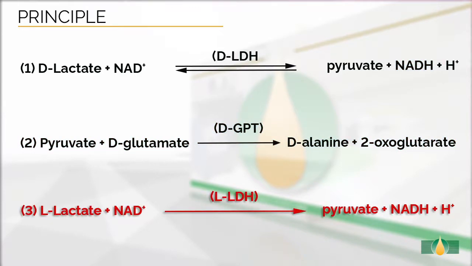In a similar set of reactions, in the presence of NAD, L-lactic acid is oxidized by L-lactate dehydrogenase. Again, the equilibrium of this reaction favours L-lactic acid and NAD. Therefore, the pyruvate product is trapped using D-GPT, driving this reaction to completion. The further rise in absorbance from the formation of NADH is stoichiometric with the amount of L-lactic acid. It is the NADH which is measured by the increase in absorbance at 340 nanometers.